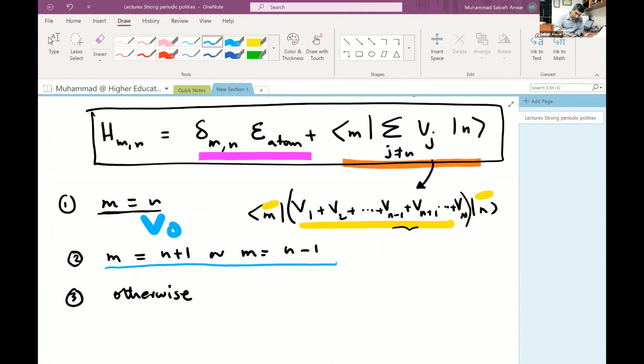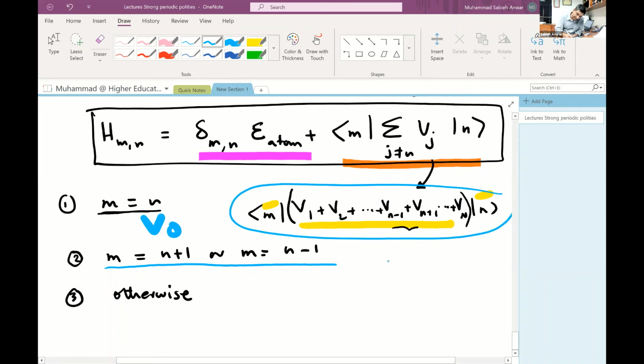So let's call this entire term minus t, whether there's a hop to the left or a hop to the right. Let's call either of these terms minus t. So all the potential energies may cause the electron to transition from one orbital to a neighboring orbital, be it to the left or to the right. And we're not allowing two hops, we're just allowing a single hop.